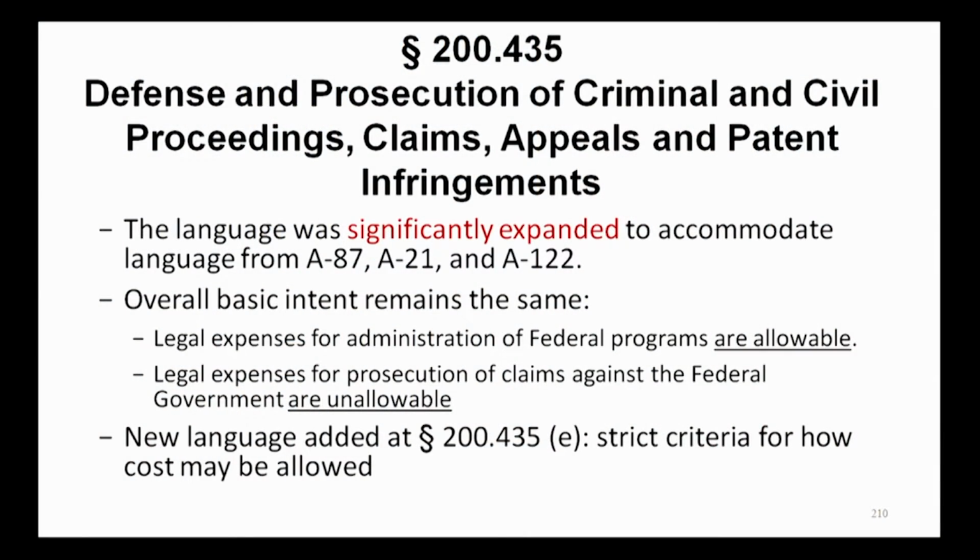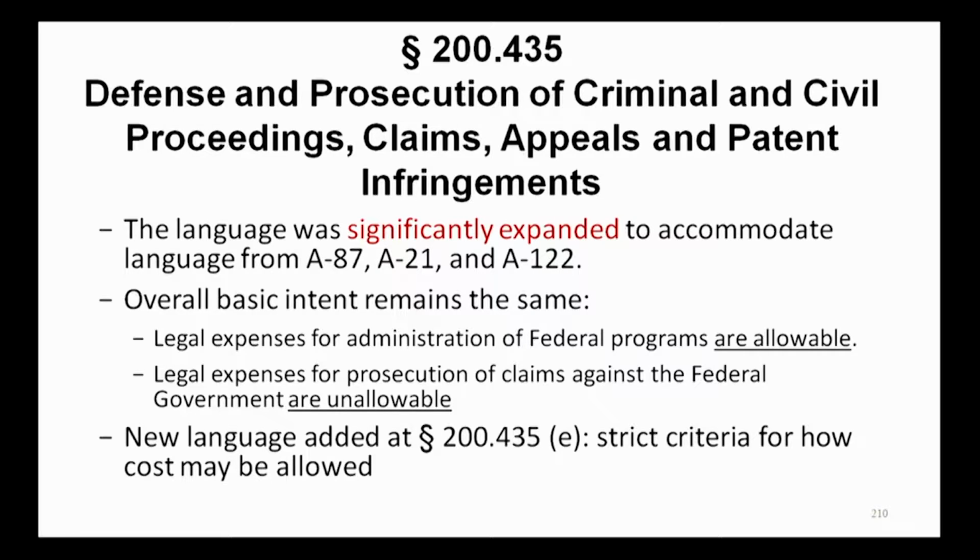200.435, defense and prosecution of criminal and civil proceedings, claims, appeals, and patent infringements. This language is significantly expanded. We couldn't fit this on one slide; it would take several slides. We don't need to repeat what's written there, just summarize what has really expanded here. The overall basic intent remains the same: legal expenses for administration of the federal programs are allowable. That language is still there. Legal expenses for prosecution of claims against the federal government are unallowable. So those are the two ways of looking at it.